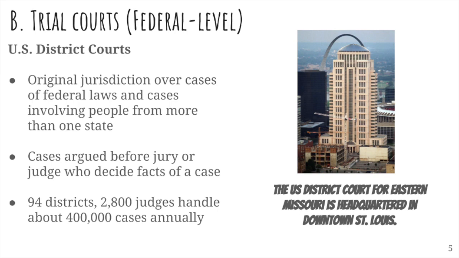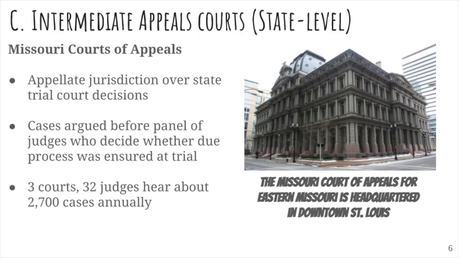These are the lowest trial courts where cases would be heard for the first time, dealing with issues of federal law or people from different states. Again, cases would be argued before a jury or a judge, and there's about 94 districts, 2,800 judges that handle about 400,000 cases annually. Okay, so if one of the parties doesn't like the outcome of the case or they feel like their rights were violated in some way, they could appeal.